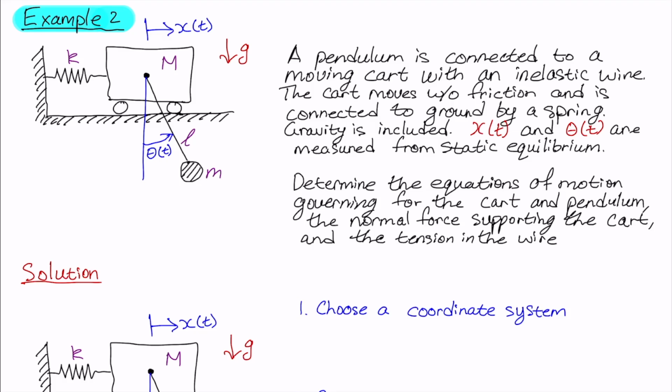Welcome back to AE 2220 Dynamics. In this video, we're going to continue our discussion on kinetics of particles, Newton's second law, by going through example 2.